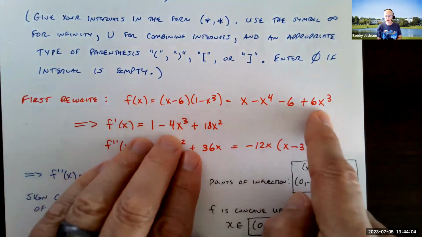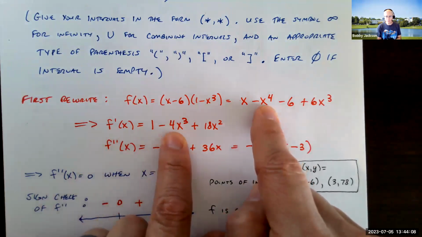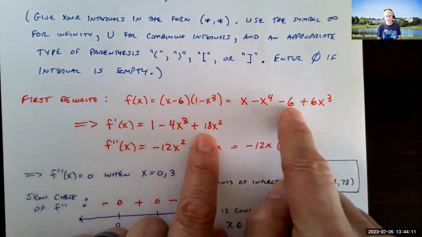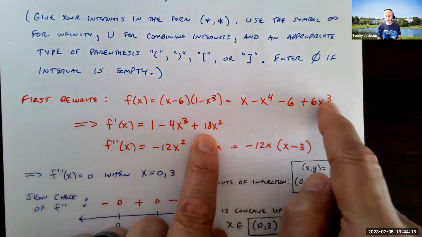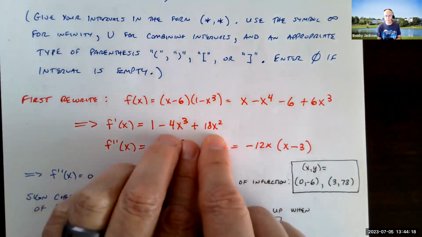And now just take the derivative of that. No product rule required. The derivative of X is 1. Derivative of negative X to the fourth is negative 4X cubed. Derivative of negative 6 is 0. And then for the derivative here, bring the 3 down, I get 3 times 6, 18X squared, by the power rule.